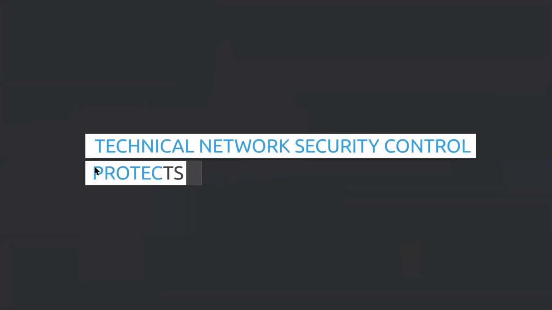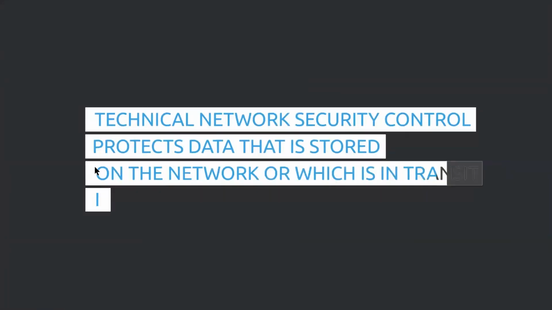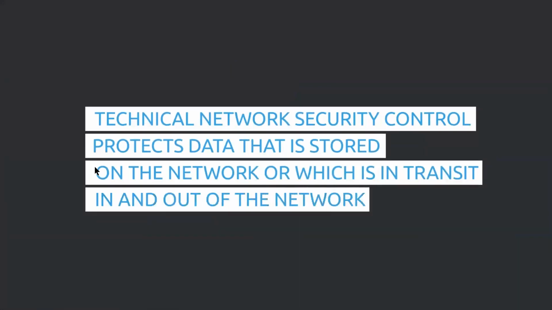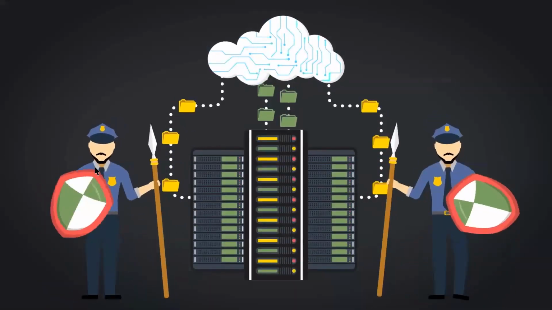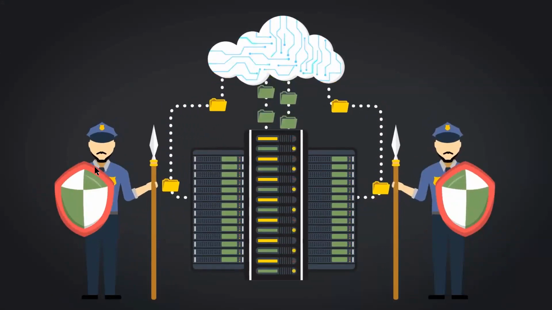Technical network security control protects data that is stored on the network, also known as data at rest, or which is in transit, also known as data in motion, in and out of the network. So the protection is twofold here. First of all, the security administrator needs to make sure that it protects the data or system from unauthorized personnel and also protects against malicious activities from internal employees.